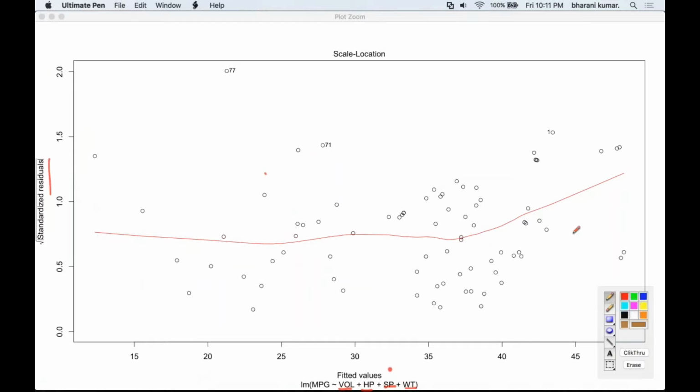Here also you have a straight line. That means there is no trend as such in the data. There is no trend in the errors basically.